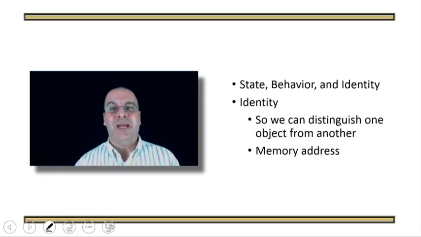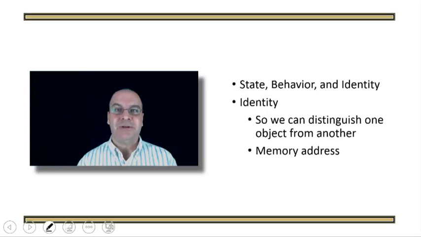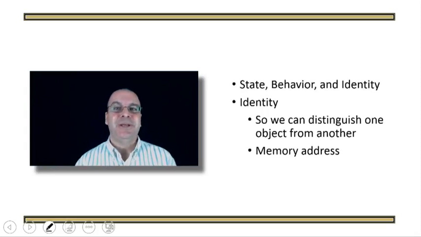And finally, we have identity. Well, objects have identity. We do too, but objects have identity. So this lets us distinguish one object from another. And so the third thing we need for objects is, of course, identity, and we will actually get identity when we call the constructor to create a new object.